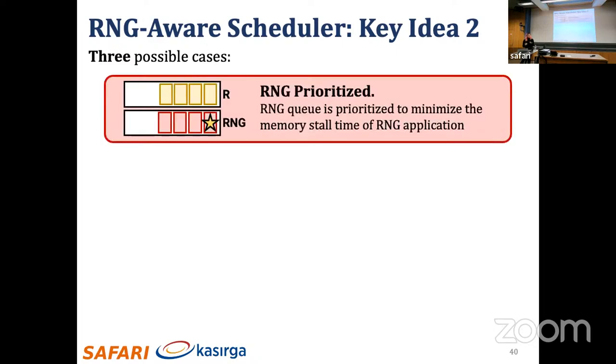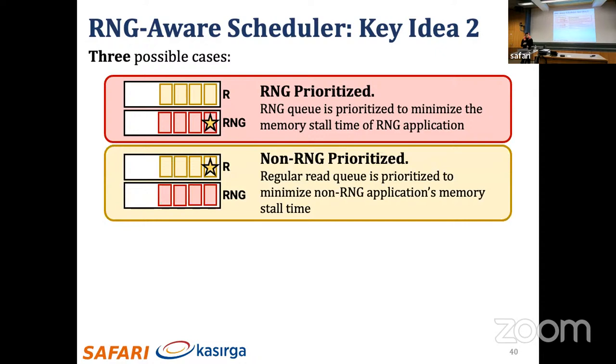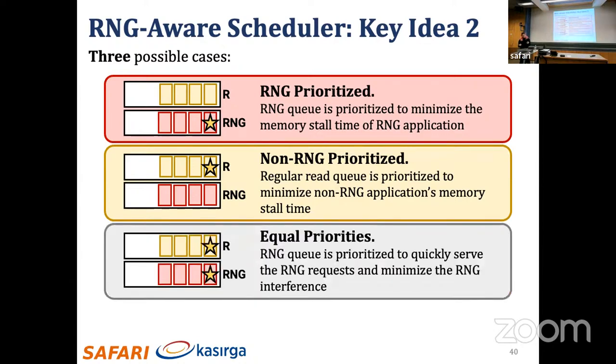First, if an RNG application with an RNG request has higher priority than any other application, the RNG-aware scheduler prioritizes the RNG queue. This way, it can minimize the memory stall time of RNG applications. Second, if a non-RNG application with a request has higher priority than other applications, the RNG-aware scheduler prioritizes the read request queue, and it minimizes non-RNG applications' memory stall times. And finally, if an RNG application with a request has the same priority as a non-RNG application with a request, then the RNG-aware scheduler prioritizes the RNG queue and quickly serves the RNG request. This way, it can minimize the interference in between and improve system performance. By employing these rules, the RNG-aware scheduler reduces the memory stall times of applications and improves system fairness.